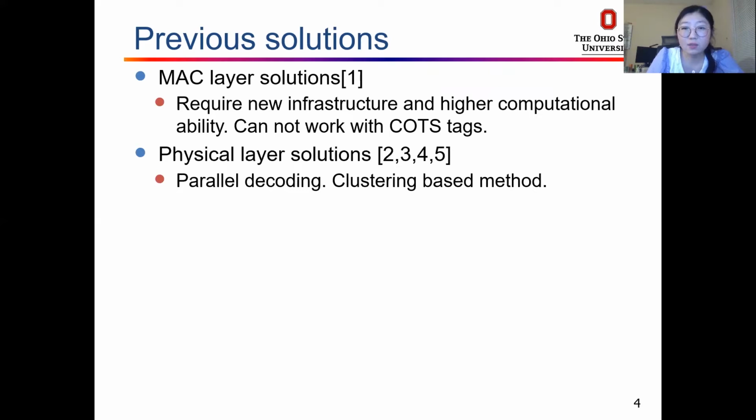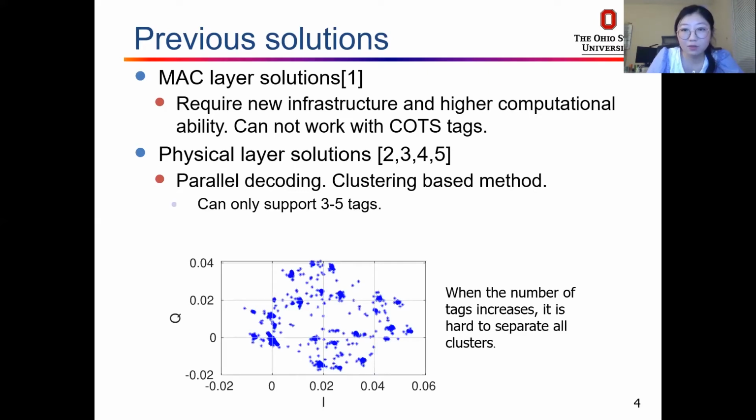However, such cluster-based approaches have two drawbacks. First, they can only support 3 to 5 tags, as shown in the figure. When the number of tags increases, it is very hard to separate all clusters. However, most sensing systems require a larger distribution of tags.